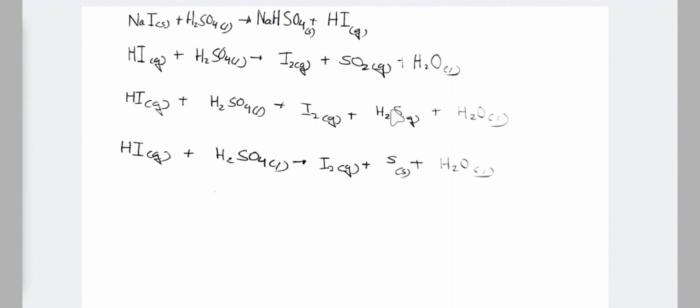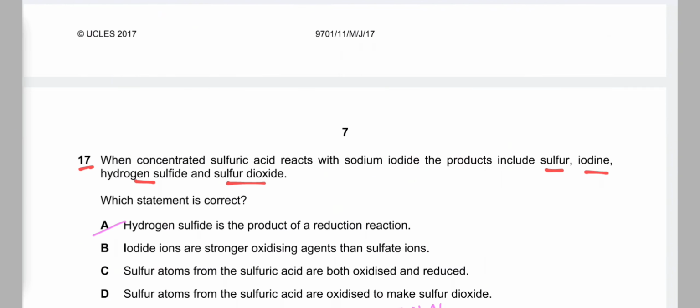For H2S, we can see that the oxidation state of sulfur is negative 2. While for sulfuric acid, the oxidation state of sulfur is +6. That is negative 2, positive 2 and negative 8, so +6. As we can see, sulfur changes from +6 to negative 2, therefore it is reduced. So H2S is the product of the reduction reaction. Yes, this statement is correct.